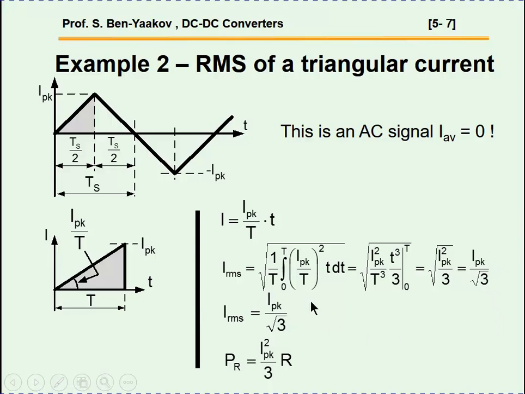So the RMS value of a triangle waveform is I peak over square root of 3. Well, it's sort of similar to a sinusoidal wave, which is I peak over square root of 2. Maybe because it is triangular, this is 3. Well, anyhow, it's I peak over square root of 3. Very easy to remember. So once I have the RMS, of course, the power will be this RMS squared times R.